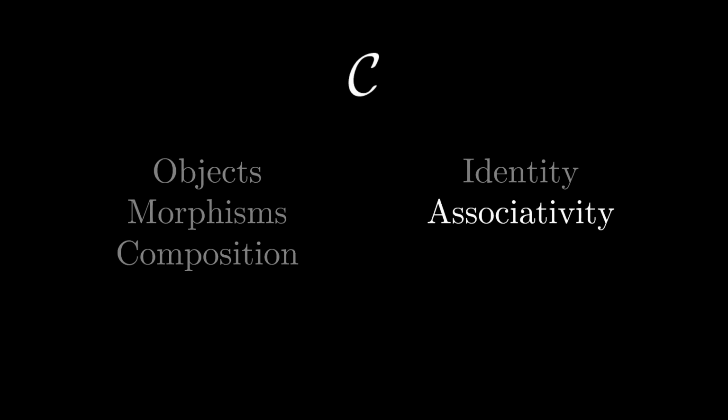The second axiom is associativity. It just states that composition is associative, nothing special there. So, these are the things that a category is composed of. Let's go through a few simple examples.